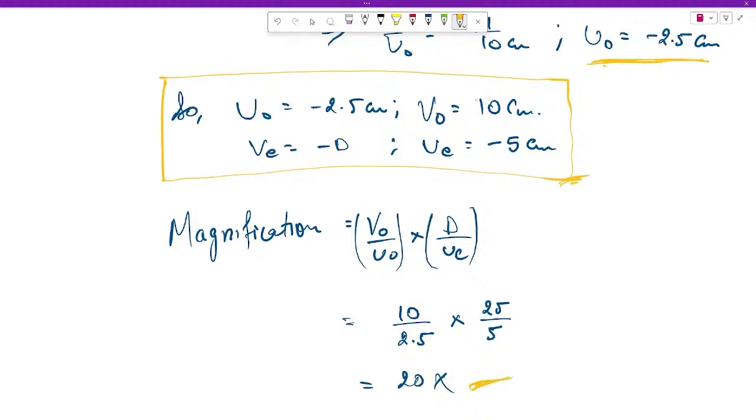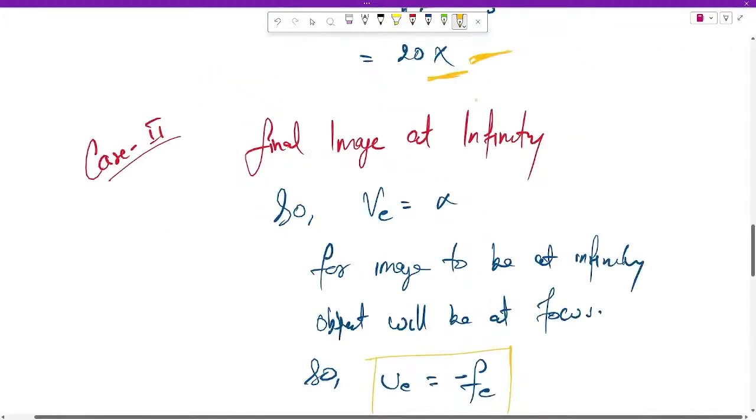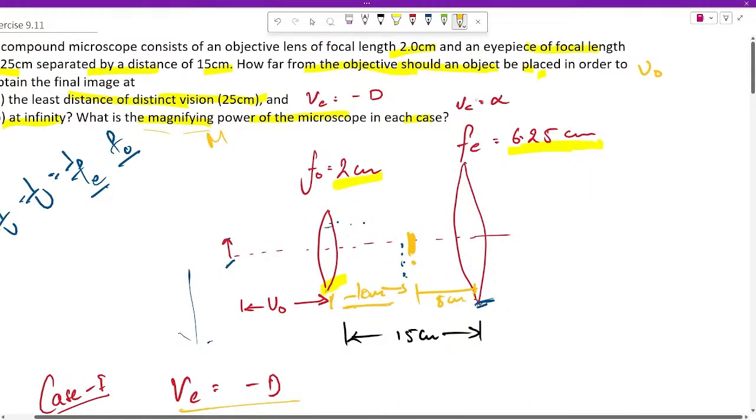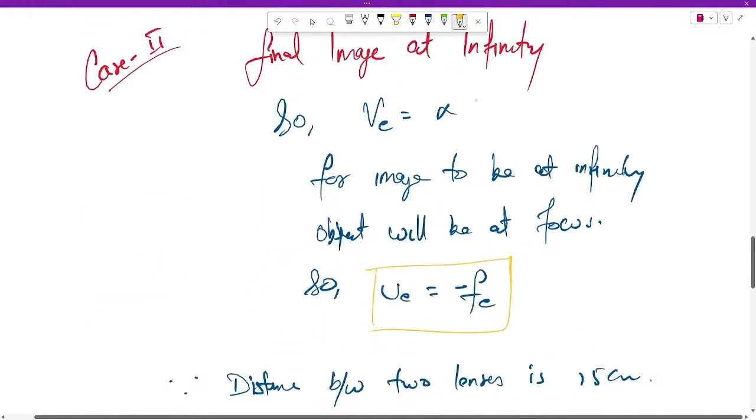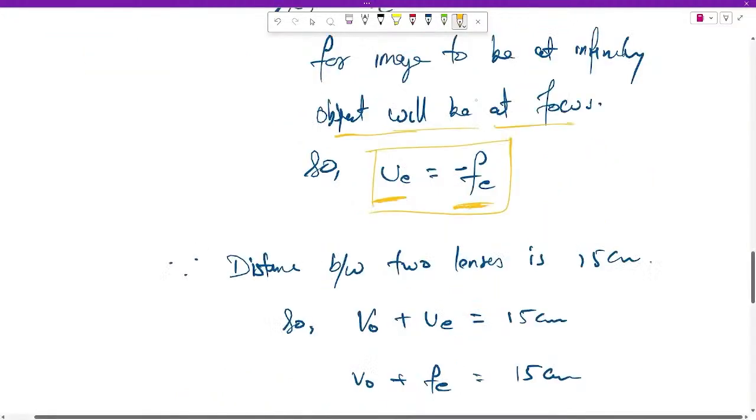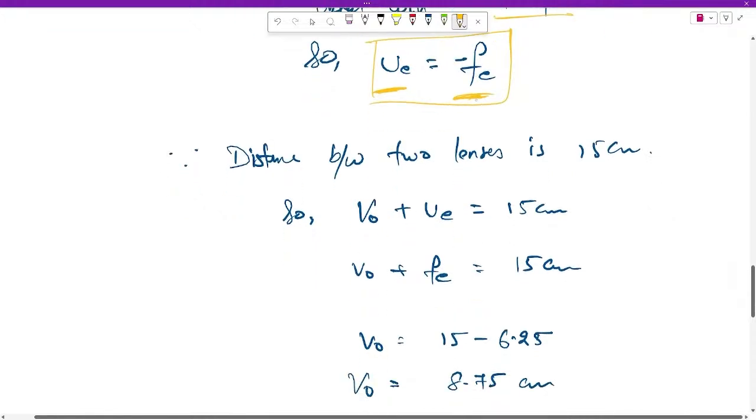So when the image is forming at the least distance of distinct vision, we are getting a magnification power of 20. Now in the second case, the question was final image at infinity. That is, the final image formed by this eyepiece is going to be at infinity. So we know for image to form at infinity, the object will be placed at the focus. So UE, that is the object for the eyepiece, is going to be minus Fe, and we have been given the value of Fe, that is 6.25 centimeter, the focal length of the eyepiece.